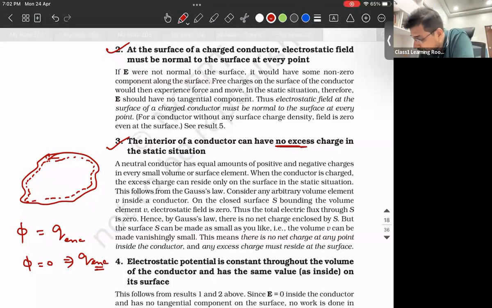So this is what is given. This means that there will be no net charge at any point inside the conductor, and whatever excess charge you give, it will always go and sit on the surface of the conductor.